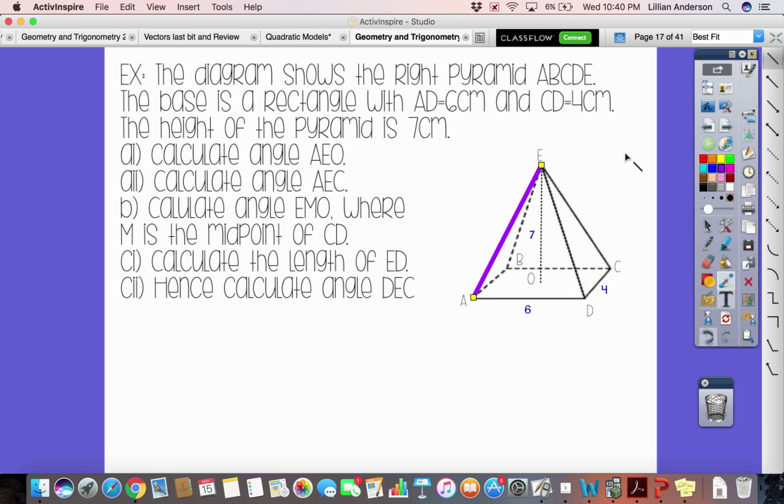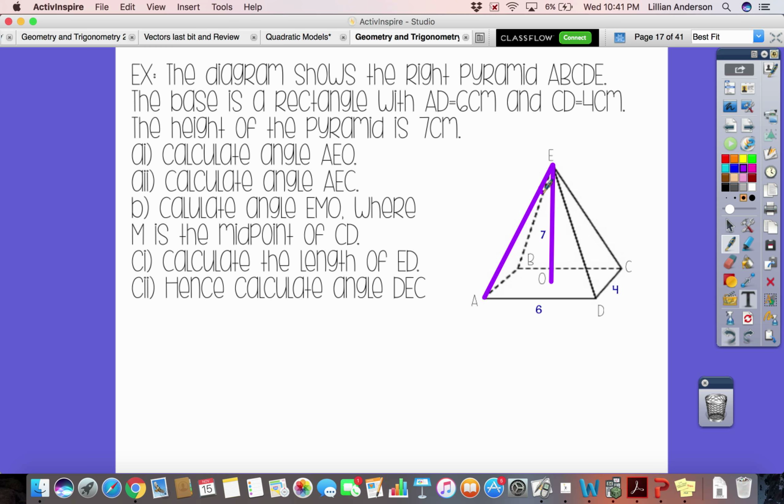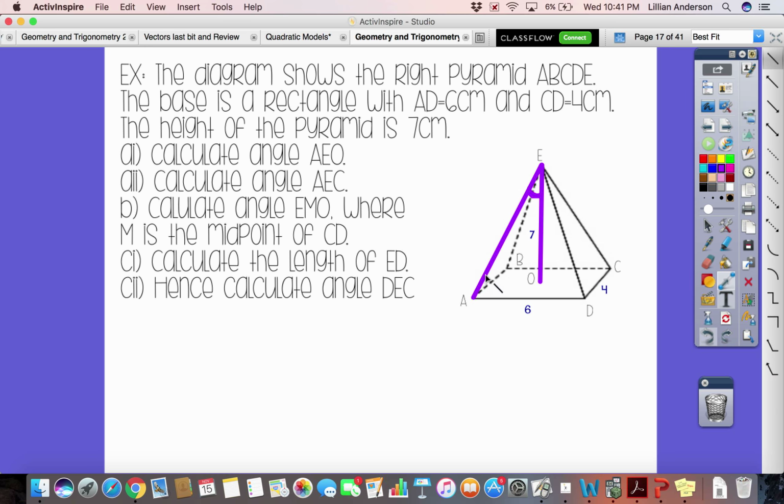Okay? This is actually pretty straightforward. AEO, that is the angle, just this angle right up here. Let's go ahead and create our right triangle, because since O does make a 90-degree angle with the center, we do have our right triangle where we know EO is 7. We don't know AE, and we don't know AO.